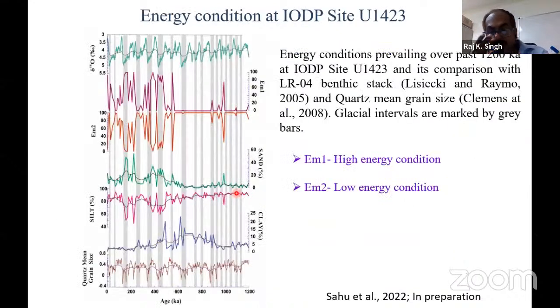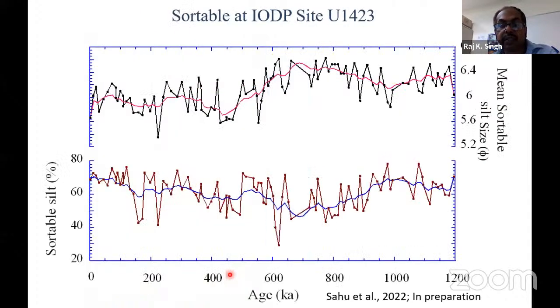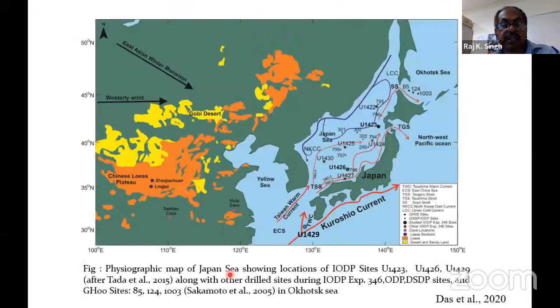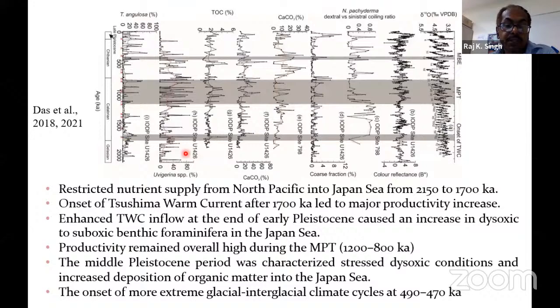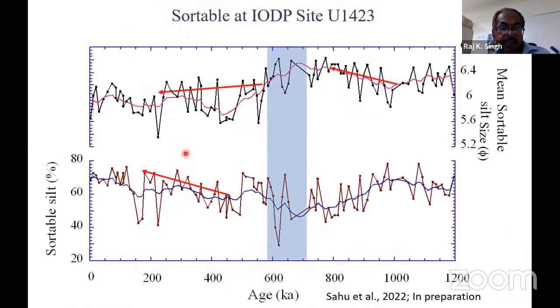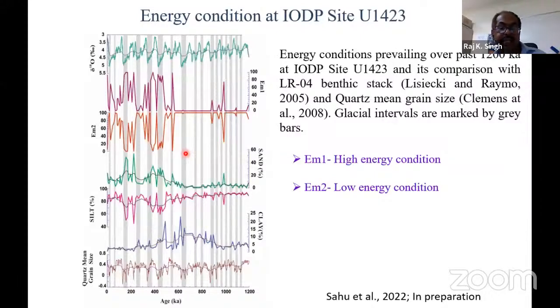And when we compare this data with the Chinese loess deposit, I'll come to this, if I'm talking about the East, the winter monsoon carries lots of fine dust from here. There is the Clemens et al. paper, which measured the quartz mean grain size and talks about the strength of the East Asian winter monsoon. We used this quartz record to understand these changes, and we found it was matching quite well. We also tried to understand the variability with energy conditions by doing end member modeling.